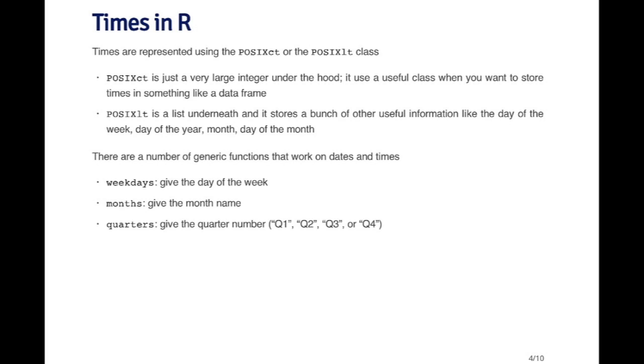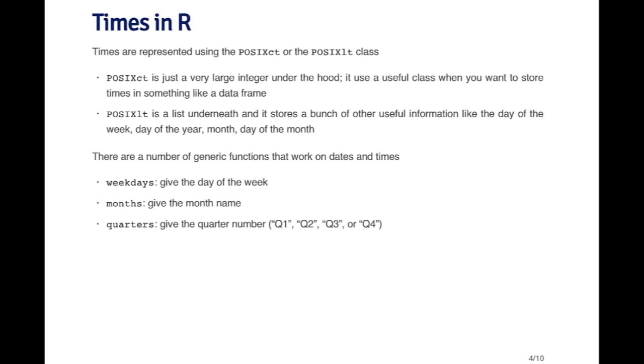And so it's a useful type of class if you want to, say, store times in a data frame or something like that, because basically it's like a big integer vector. POSIXlt stores a time as a list underlying, and so it stores a bunch of other useful information about a given time. For example, what's the day of the week of that time, what's the day of the year, the day of the month, or the month itself.